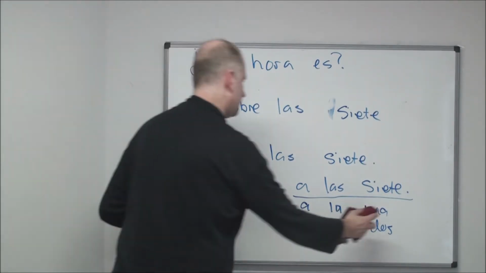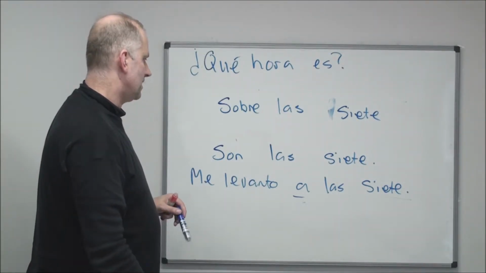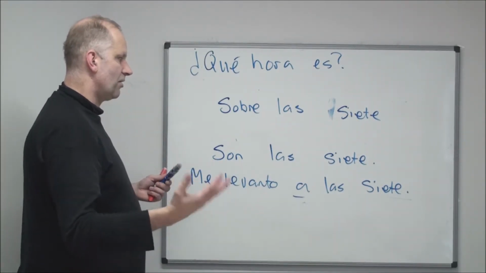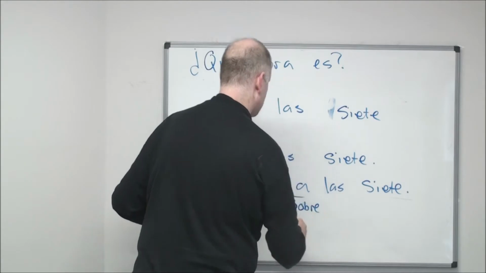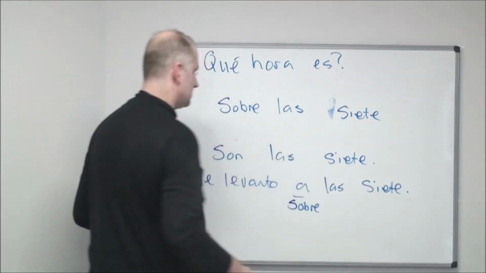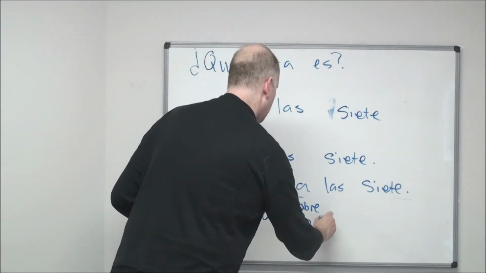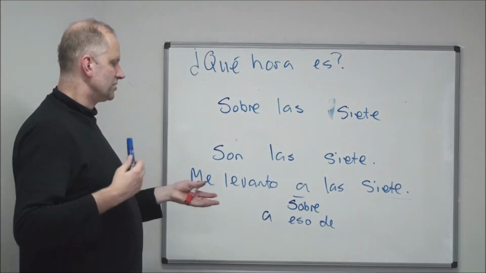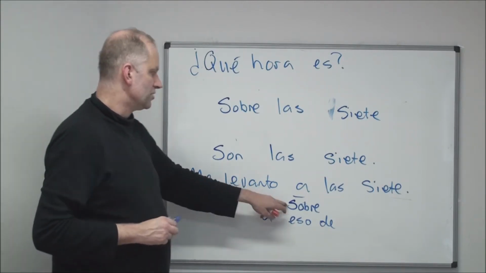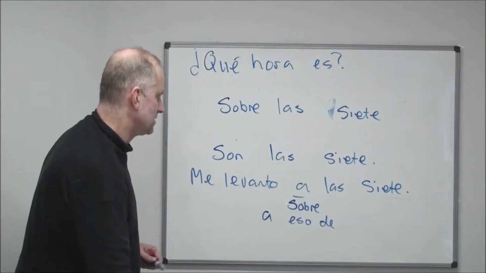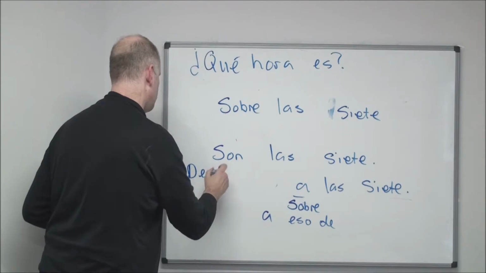So if you want to say I get up at 7 o'clock, me levanto a las siete, but let's look at saying you get up around about 7. Me levanto sobre las siete. So we don't say a, we say sobre las siete. Or we can also say a eso de. I suppose it's just to avoid repetition, it's good to vary it a bit.